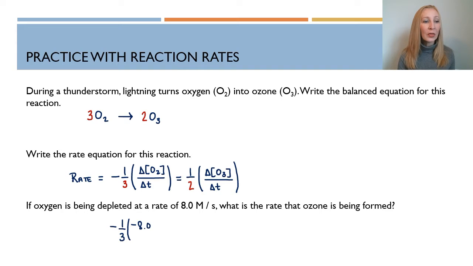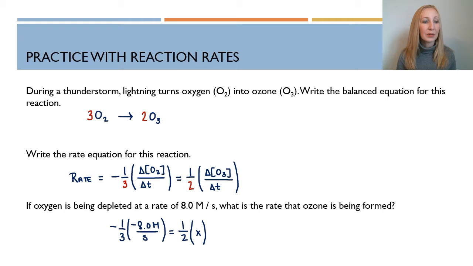So -1/3 times, and the rate here is negative 8.0 molar per second. And the reason it's negative is because it's being depleted. We want these two sides to equal each other. So we kind of have that double negative on the left. That's going to equal 1/2 times whatever the rate is that ozone is being formed. That's what we're trying to find.